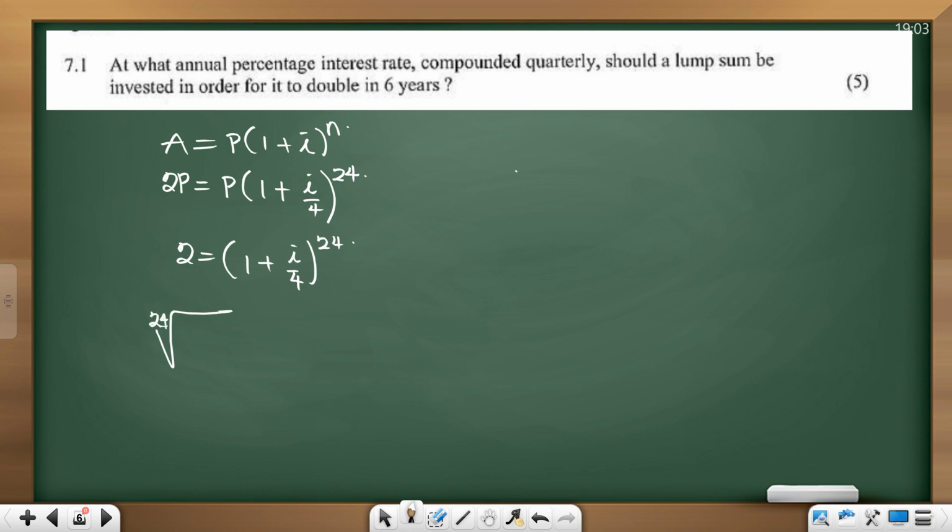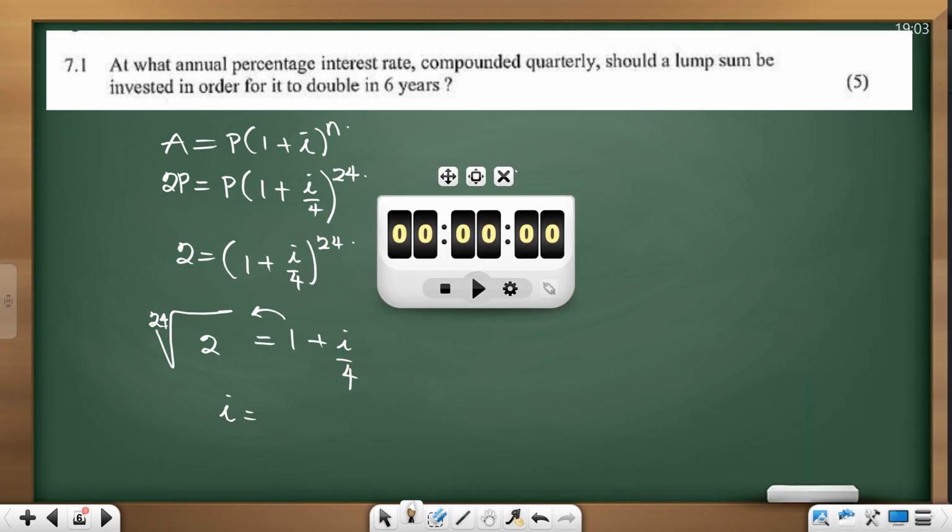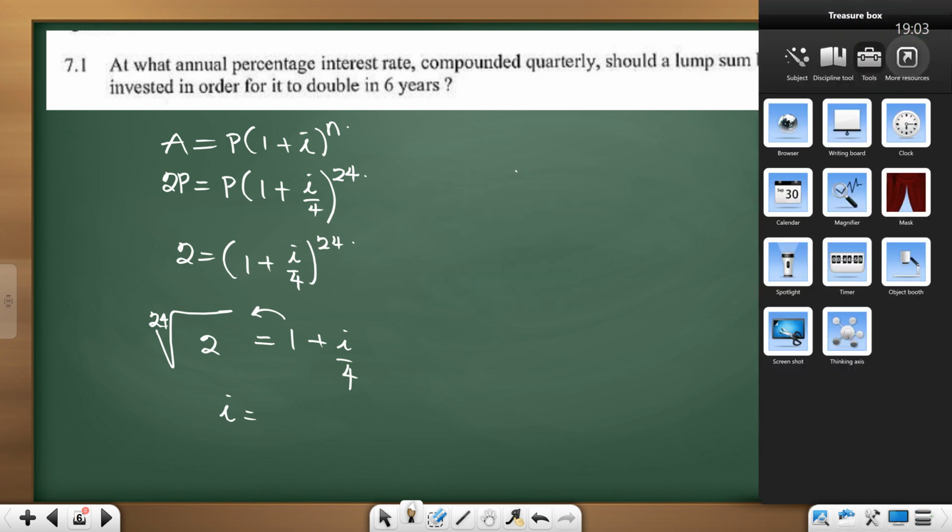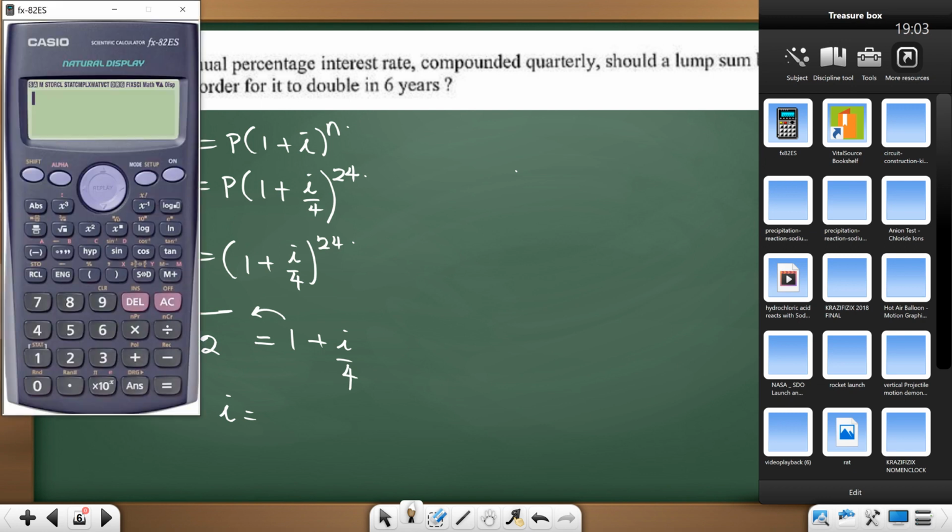Let me write that a bit big. The 24th root of 2 equals 1 plus I over 4. Can I bring that there? Gives me my negative 1. And then I multiply by 4. It is important that in this case, I need you to write that whole answer first, or at least 5 decimal places. What are we looking for? The 24th root of 2, minus 1, multiplied by what? 4. Is that fine?